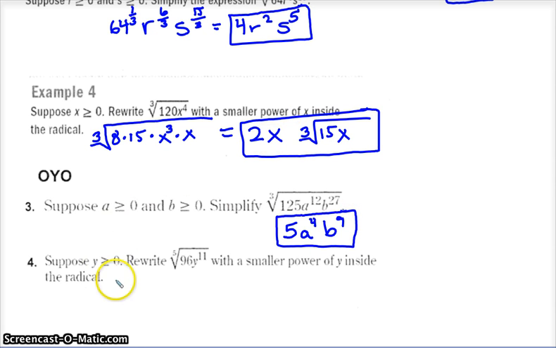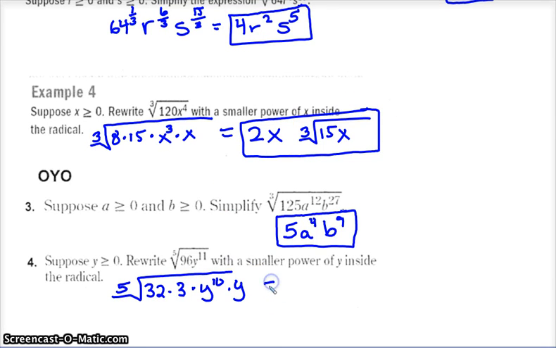Okay, now to the more complicated one. I've got to rewrite it with a smaller power underneath the radical. So I need to break it down into terms that I'm allowed to take the fifth root of. So let's break this down into the fifth root of 32 times 3 times y to the 10th times y. And again, I'm choosing 32 times 3 because I can take the fifth root of 32, and y to the 10th because I can take the fifth root of y to the 10th.